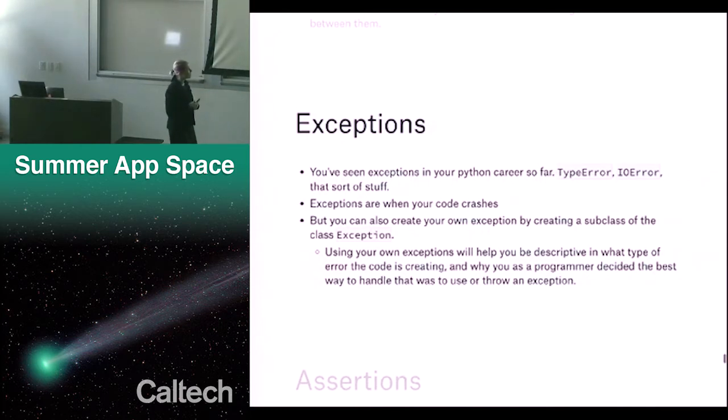You can also create your own exception by creating a subclass of the class exception. Using your own exceptions will help you be descriptive in what type of error the code is creating and why you as a programmer decided the best way to handle that was to use or throw an exception. So one time where you might want to use exceptions is if, say your code is relying on the user giving it a file. The user points your code to a file, and then the file isn't there. You don't want your code to keep running, because what's the point of that? You want it to somehow say that this is a problem.